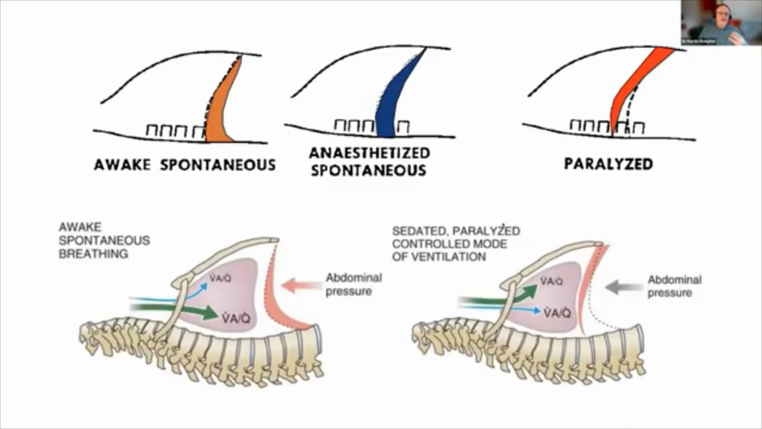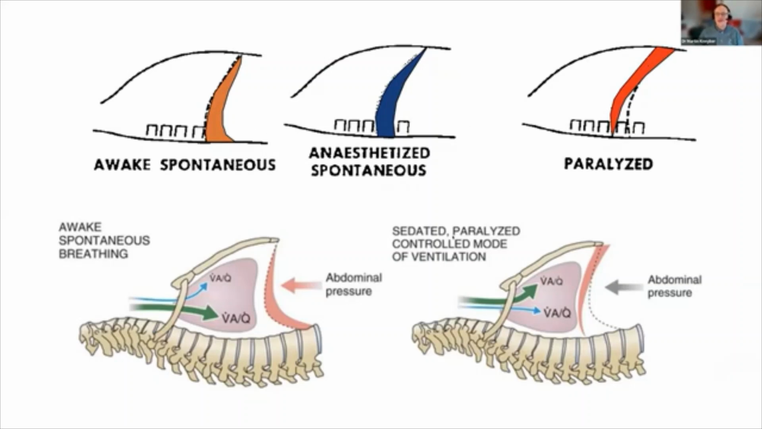And anesthesia work was in line with this. So here you have a patient who is awake and spontaneous in supine position, then an anesthetized spontaneously breathing patient. But if you see in a paralyzed patient, there isn't a displacement of the posterior part of the diaphragm, but it's more the anterior parts of the diaphragm.